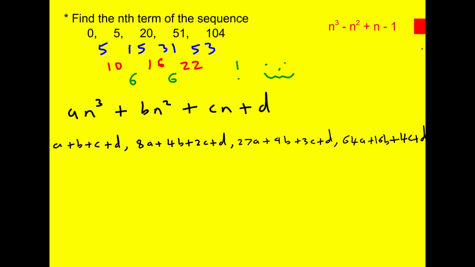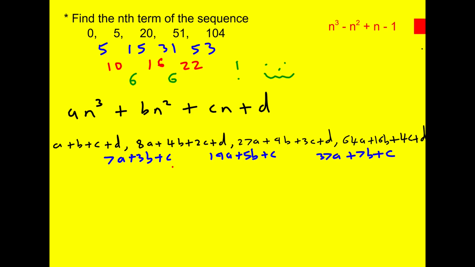Right, now it's the first difference. It's going to be 7a plus 3b plus c. Then 19a plus 5b plus c. Then 37a plus 7b plus c.